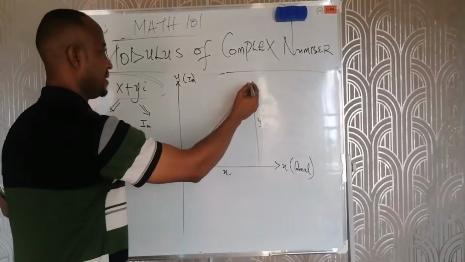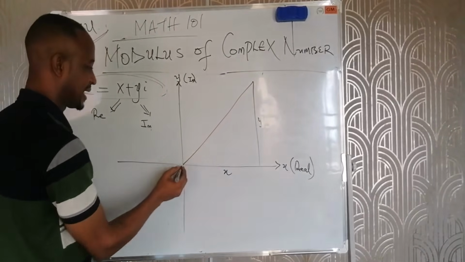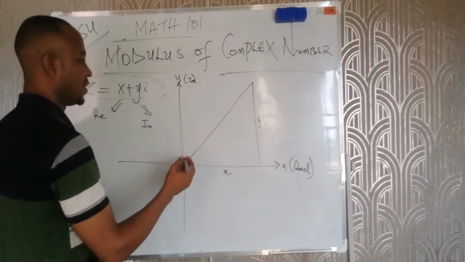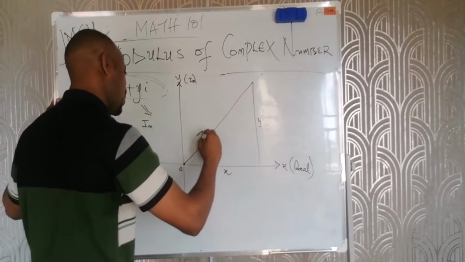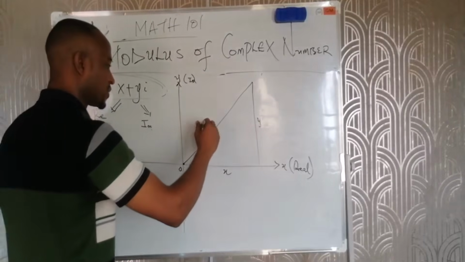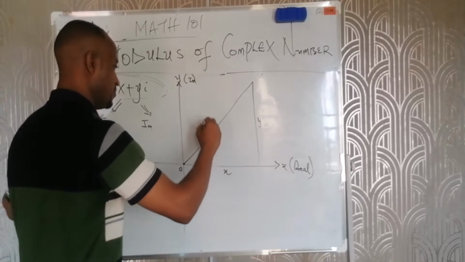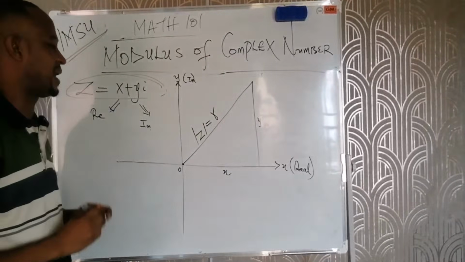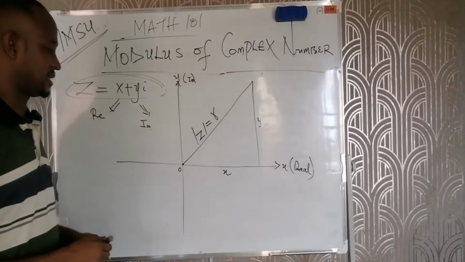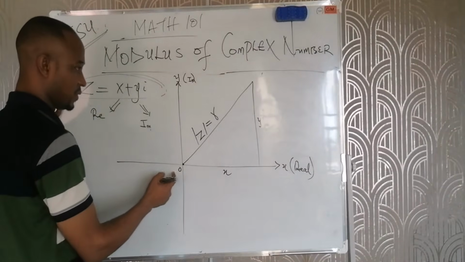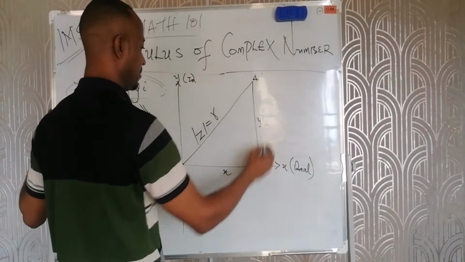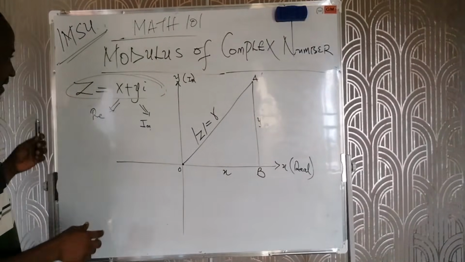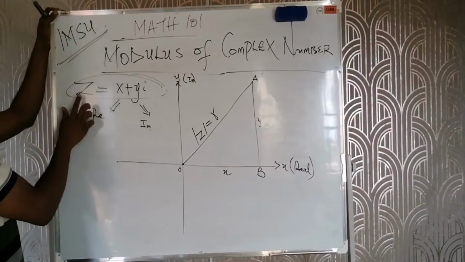Okay, this line here that started from the origin is called the length of the complex number, which is also called the modulus of the complex number. We use the letter r to represent the length. Let's call it point O, point A, and point B. Don't forget how we started, that z equals what?